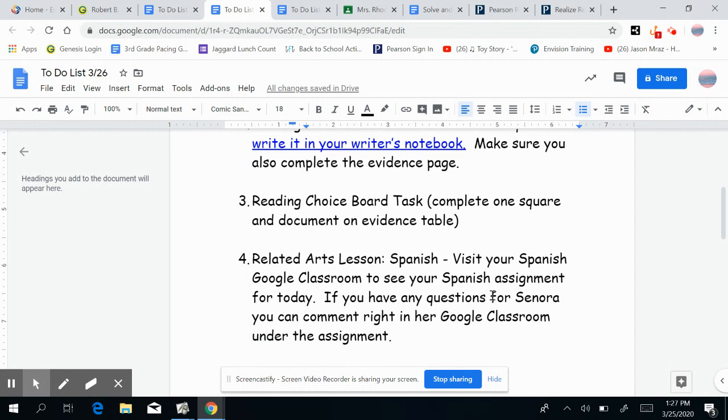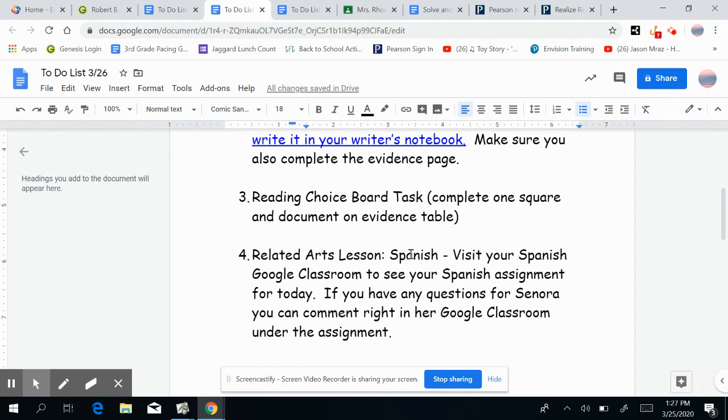For related arts today, you will be having Spanish. So you are going to visit your Spanish Google Classroom to see your Spanish assignment for today. Now that you're all in Google from home, you should know how to get to the Spanish Google Classroom. So you have to get out of my Google Classroom, go into the Spanish one, and if you have any questions for Senor, you can comment right in her Google Classroom under the assignment.